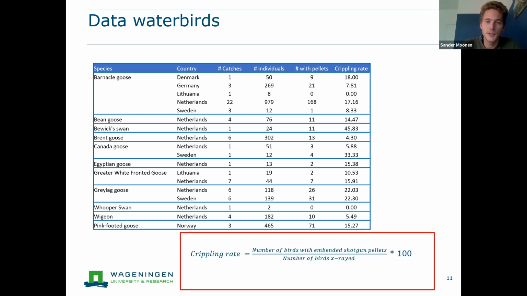And these numbers are all relatively realistic. If you look at Kevin's presentation, you need at least around 50 to be somewhat accurate. Of course, not all of them are. You can see that for the whooper swan, we have only 2 birds, which gives a percentage of 0, but that's too low a number, of course. So we hope to collect more whooper swans in the future.